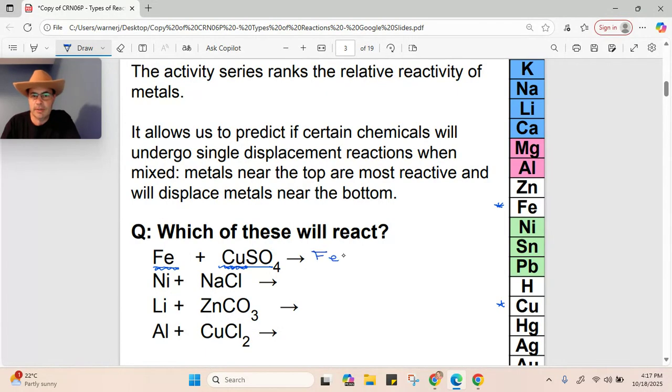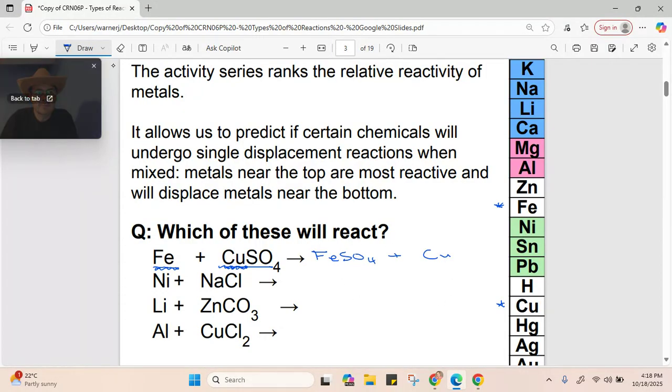We will form iron 2 sulfate, and we will form copper. You could also form iron 3 sulfate. Doesn't really matter to me which one you pick to form in that case. I didn't give you any other info. But that reaction would work because iron is more reactive, and since it starts in the elemental form, it doesn't want to stay that way. It wants to be paired up with somebody. It would rather be in a compound. Okay, so that's how we use this activity series.